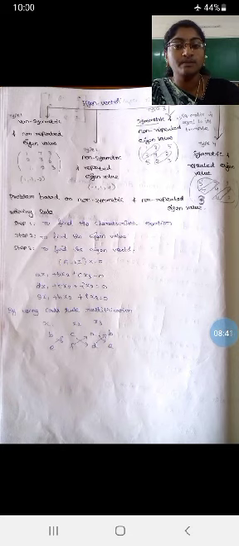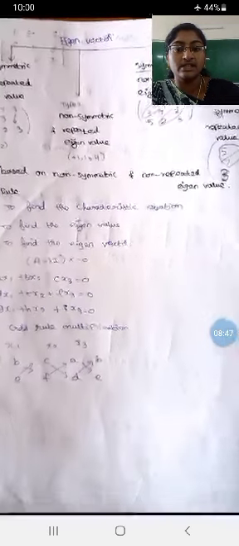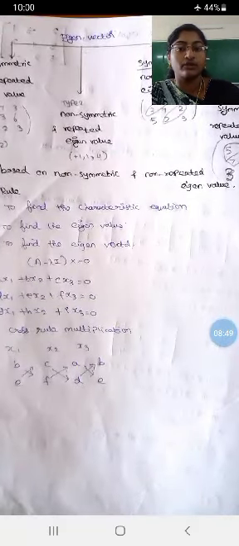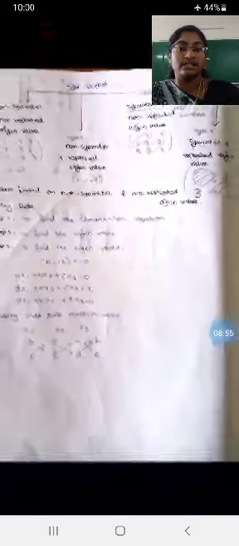See type 2, non-symmetric and repeated eigenvalue. Repeated eigenvalue means, see in our case 1, 1, 4. This is our eigenvalue, in which 1 is repeated twice. So this is our type 2.